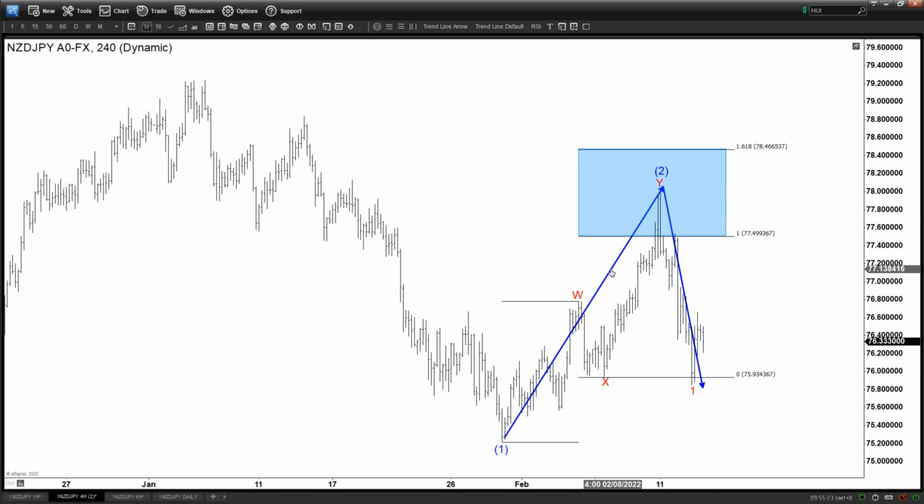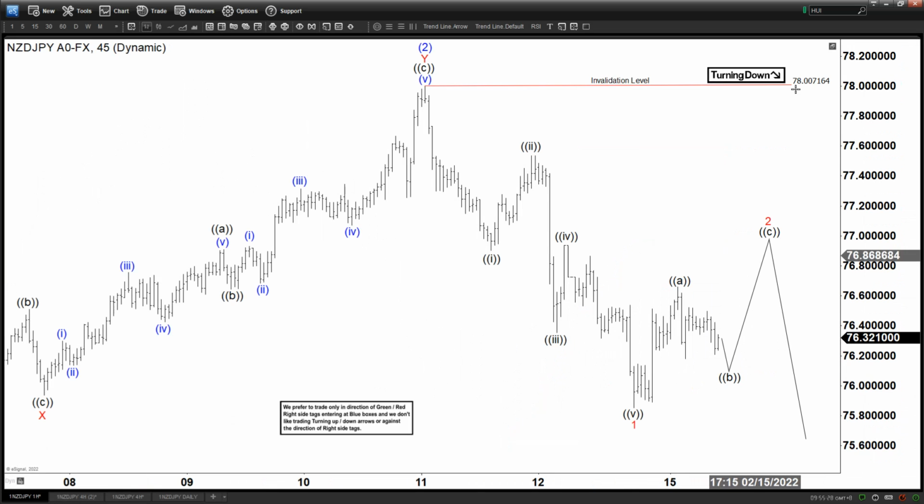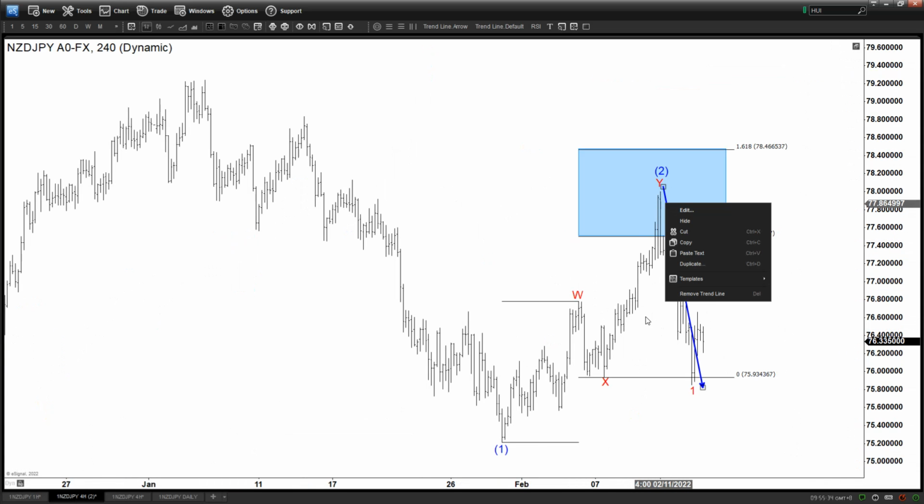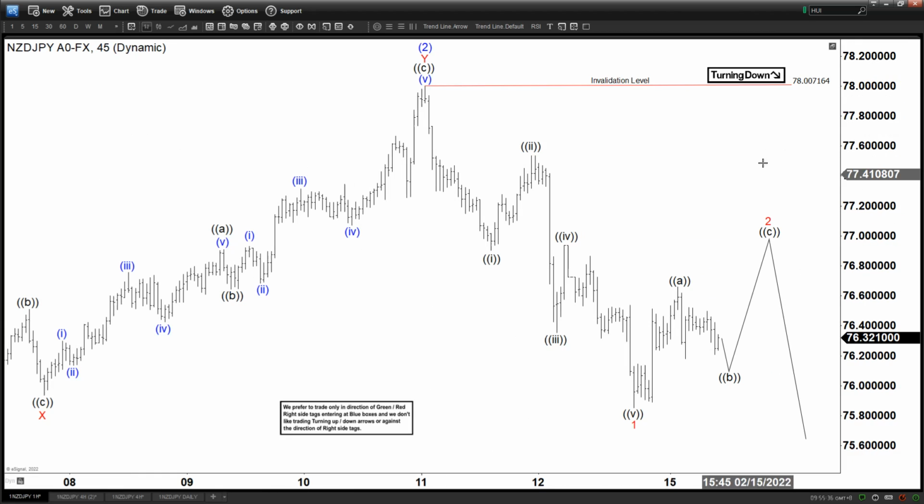Now in the shorter cycle, for now what we are calling is, as long as we stay below 78, we can see more downside. That peak over here will be the peak from last week.